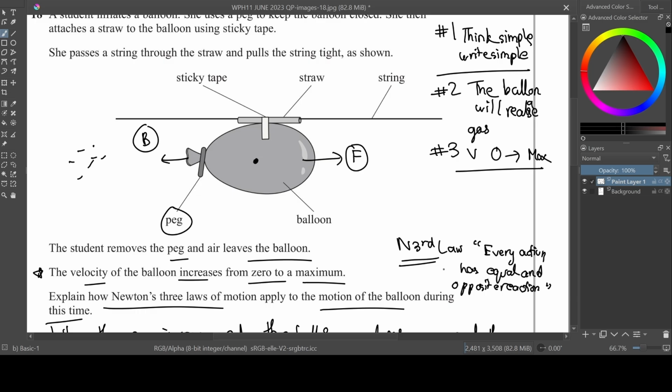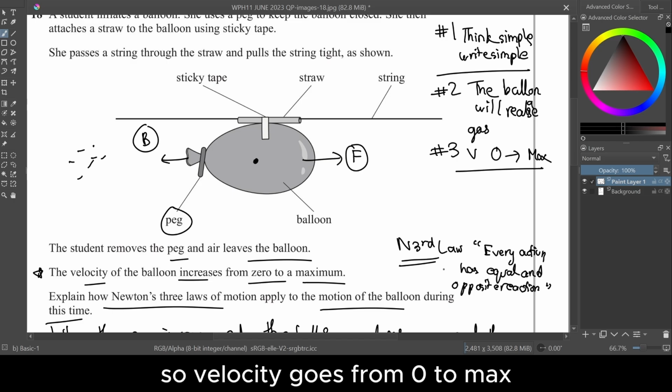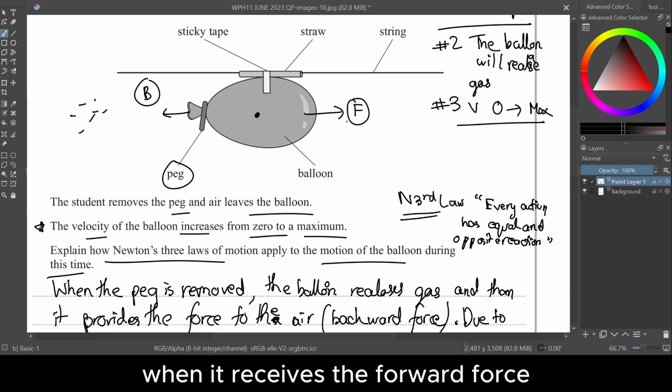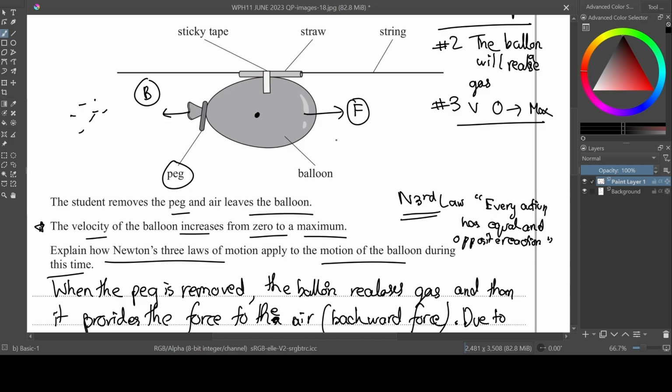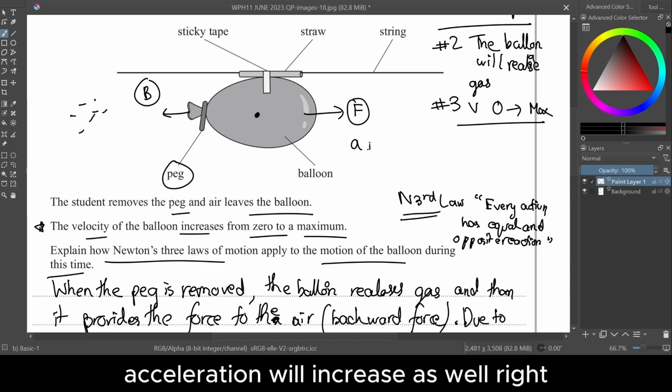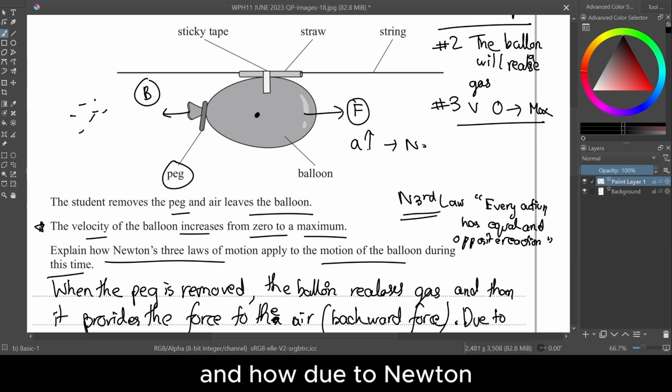Okay, so let's get back to our step. So velocity goes from 0 to max. When it receives the forward force, acceleration will increase as well, right? And how? Due to Newton's second law.